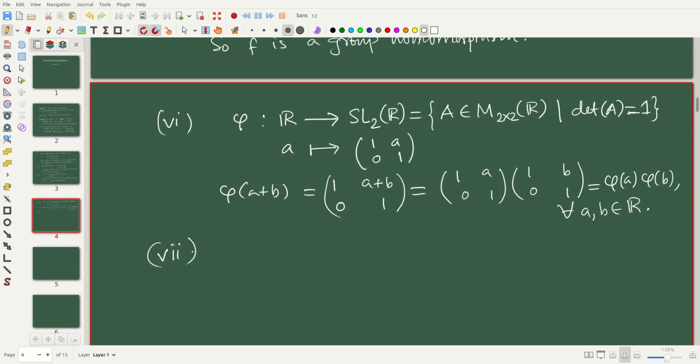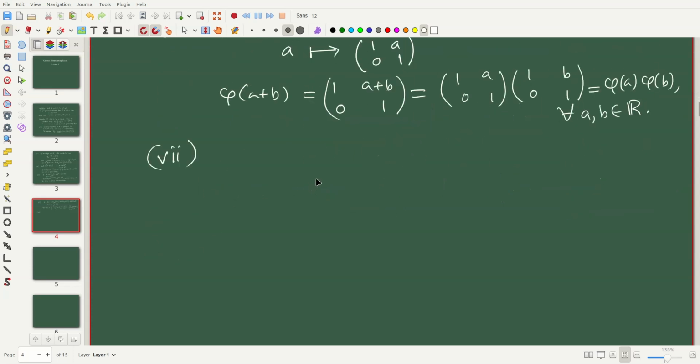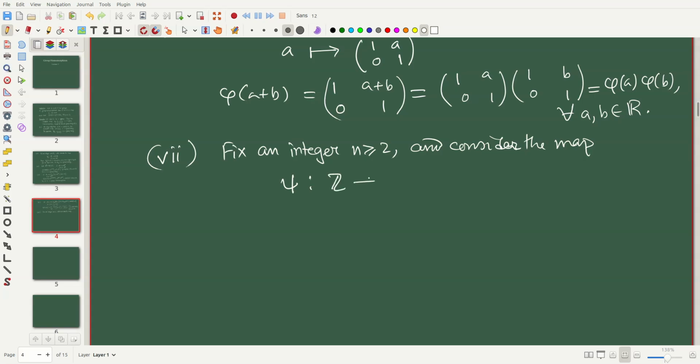Next example is: you take the map, fix an integer n greater than or equal to 2, and consider the map psi from Z to Z_n. Z_n is the set of all congruence classes of integers modulo n. So we send any element a to the class of a modulo n.